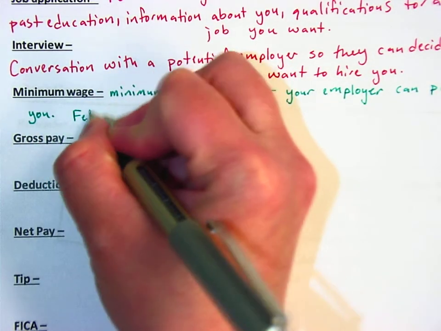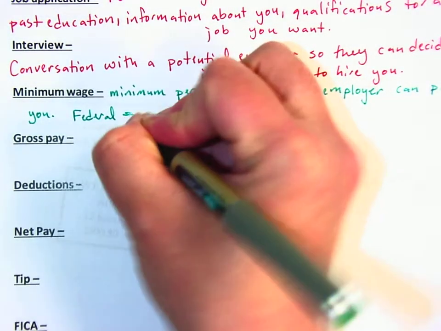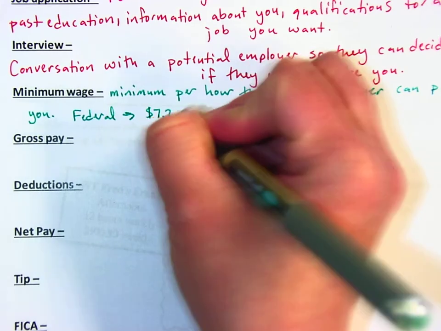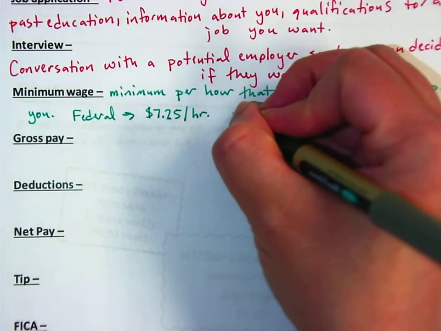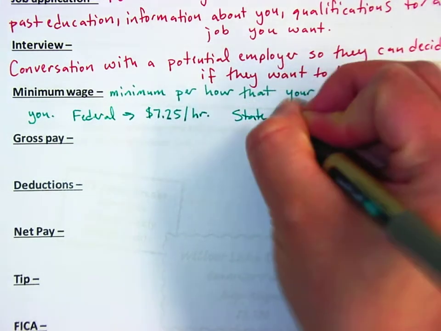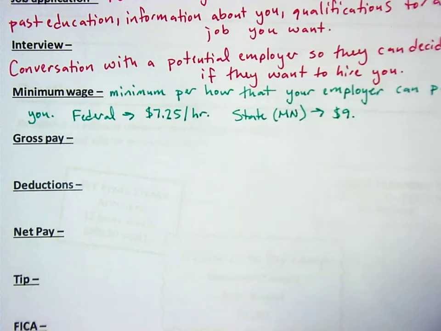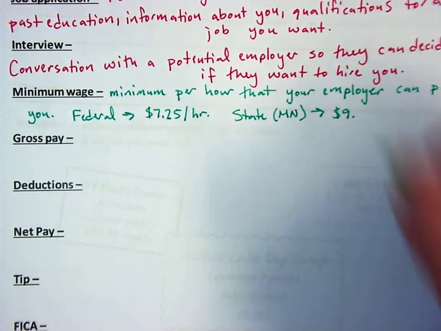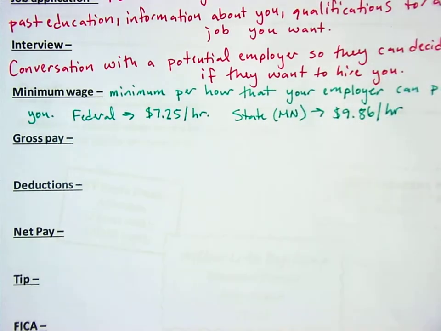On the federal level, and federal means, like the whole United States, the government, that is $7.25 an hour. And then on the state level, in Minnesota, let's see, currently we are at $9.86 per hour.